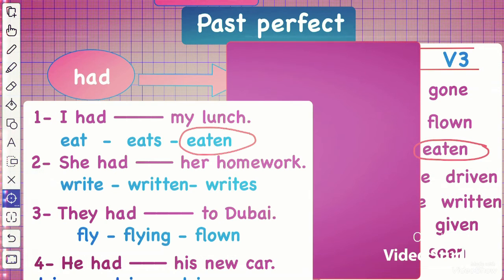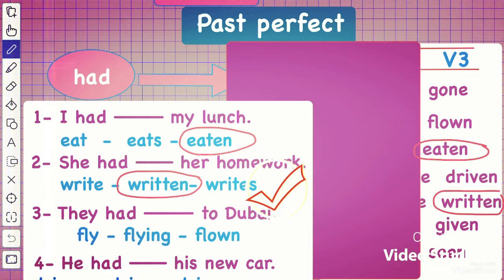Number 2, she had written her homework. She had write, or written, or writes. Where is V3? Let's see. Yes, written. V3. So we will choose written. Why? This is V3. Very good.